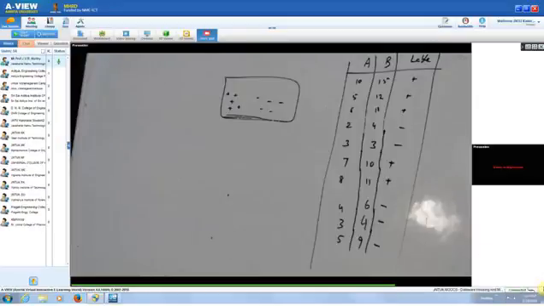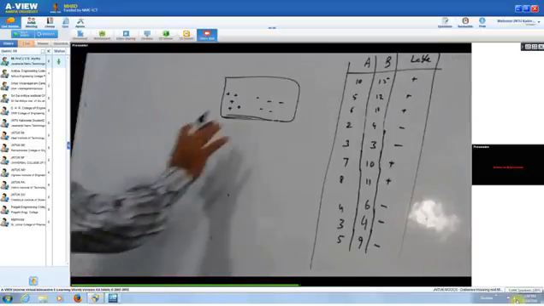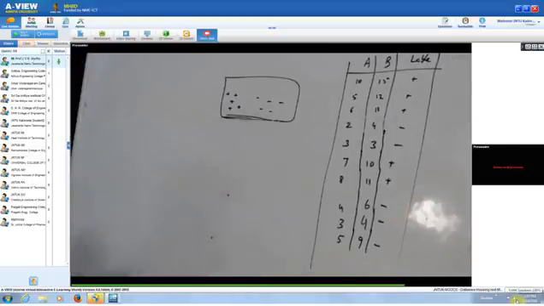After the split, if all pluses go to one direction and all minuses go to another direction, then you say that it's a good test. Now suppose you have plus and minus, 5 plus and 5 minus.